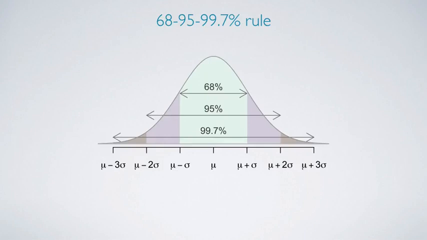We can also use the 68-95-99.7% rule to evaluate normality by assessing whether the distribution follows what's required by this rule.